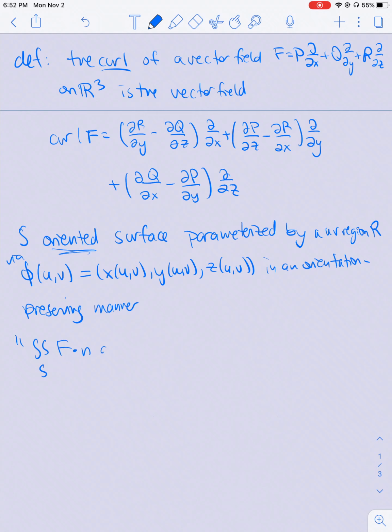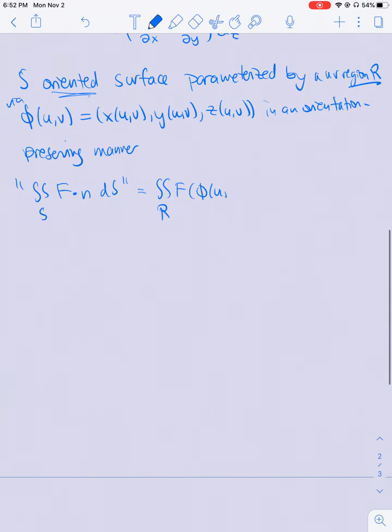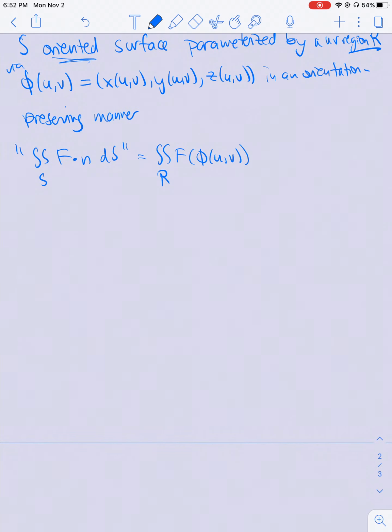So it's often some notation like this in multivariable calculus texts. Basically you're just integrating your vector field over the surface. I can integrate that by integrating over the parameterizing region R, F at the point phi of (u, v), dotted with the cross product of d phi/du and d phi/dv, and then integrate that du dv. This isn't a wedge product, right? This is just a normal double integral from multivariable calculus.